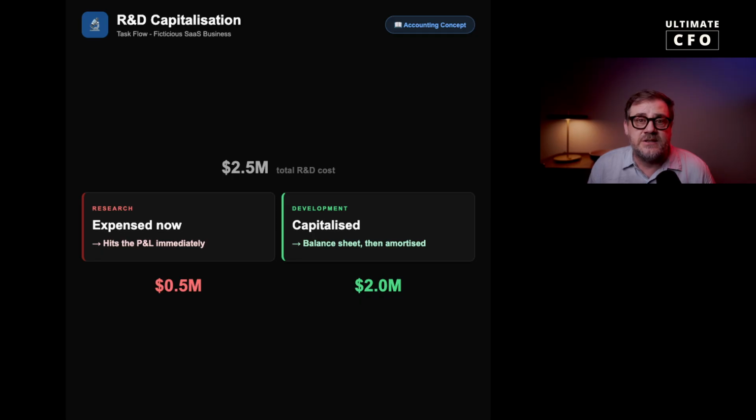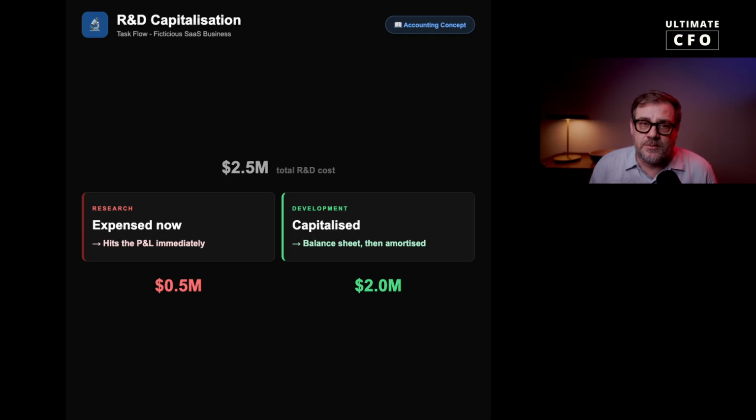Development, on the other hand, is different. This is when you're building something specific, a defined product feature, a new module, something where you know what you're making, you expect it to generate future revenue, and you can measure the cost. So in that case, you are allowed to capitalize it. You're treating it basically as an intangible asset on the balance sheet instead of an immediate expense on the P&L.